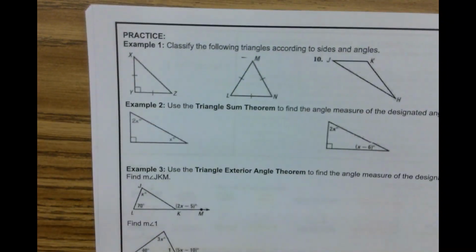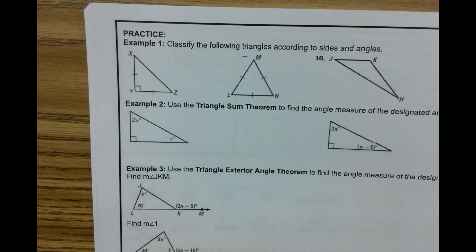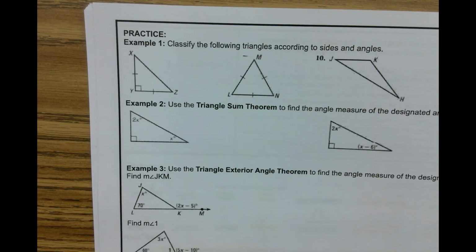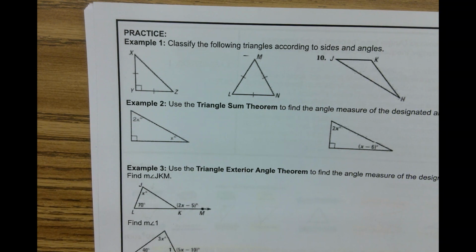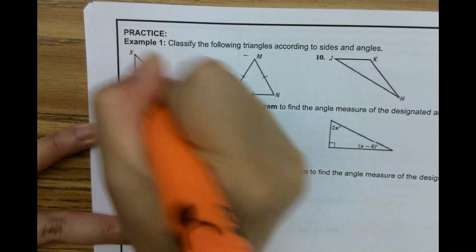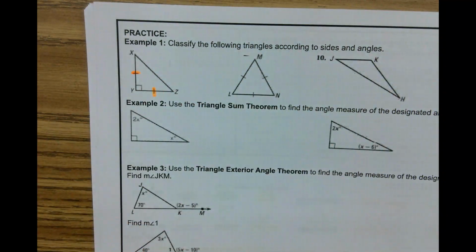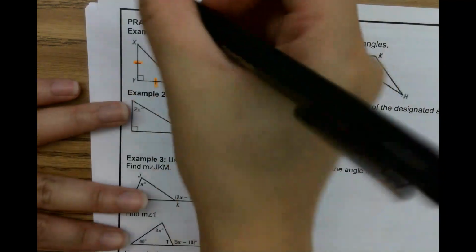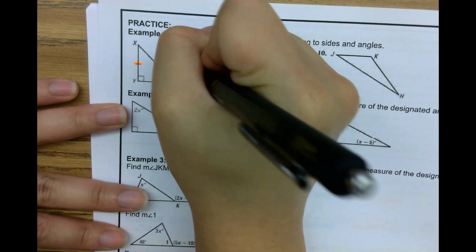So here, first we're going to classify it by our sides. I see two tick marks, which means this side is congruent to this side, which means that this is an isosceles triangle.